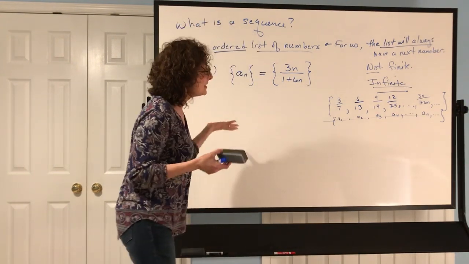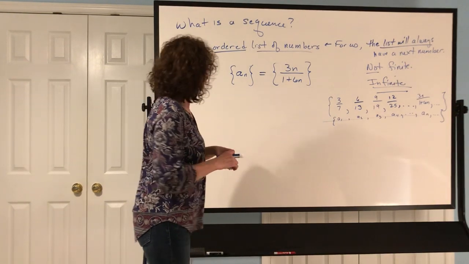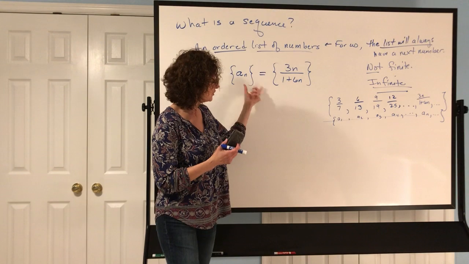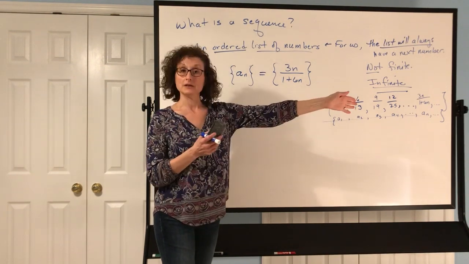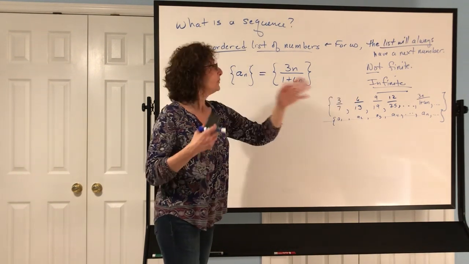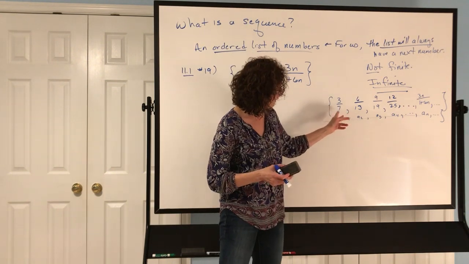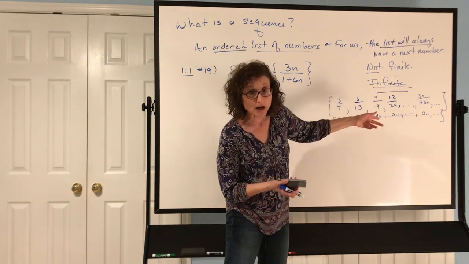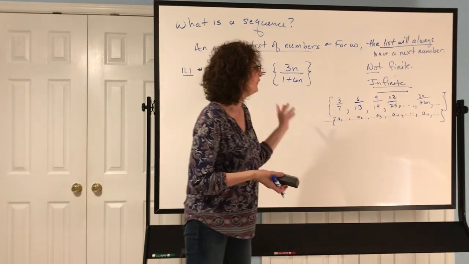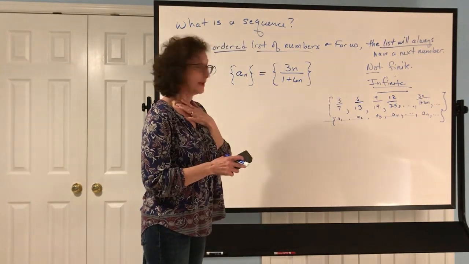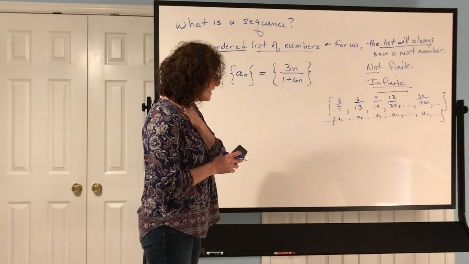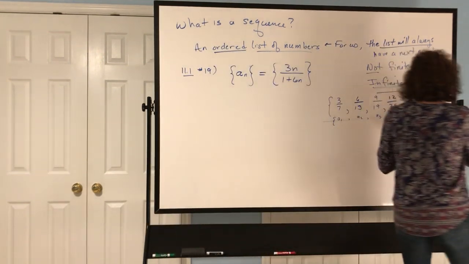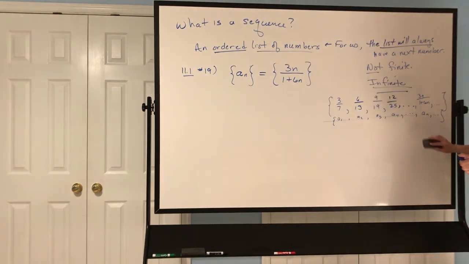Let's see, what next? So the idea is we started with being given this expression, right? That generated an infinite sequence. But what if we had been given a list of numbers ordered with a dot, dot, dot, and we were asked to figure out what the nth term was, right? Then it might be a little bit harder, right? So, you know, you already know what this one is, so you might think it's not quite so hard.